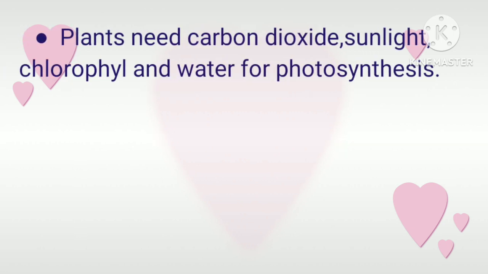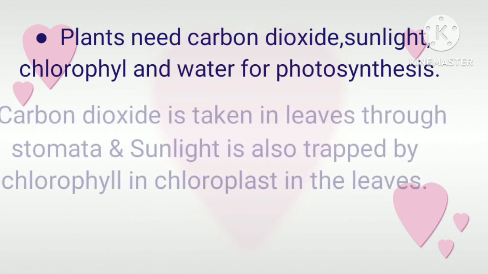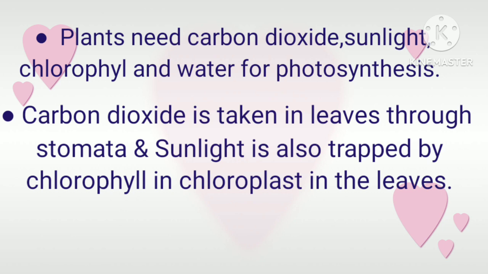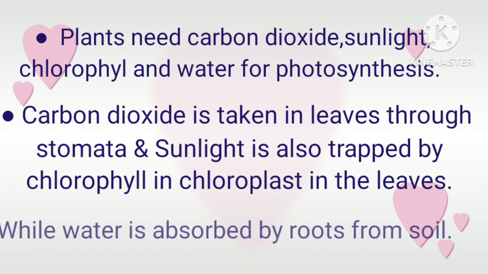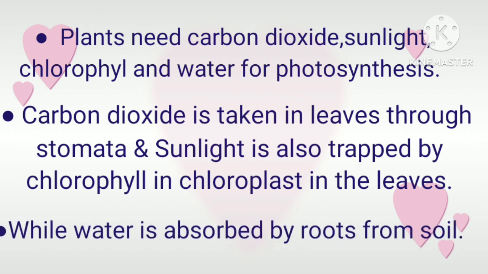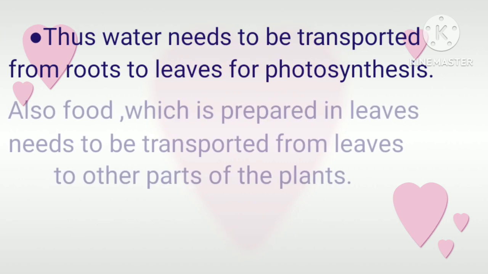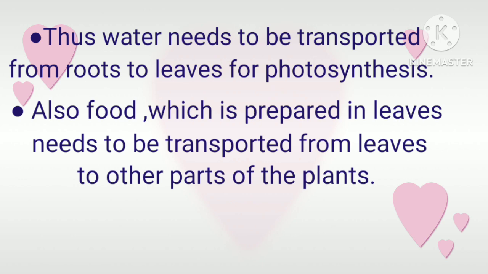We all know plants need carbon dioxide, sunlight, chlorophyll and water for photosynthesis. Carbon dioxide is taken in leaves through stomata and sunlight is also trapped by chlorophyll in chloroplast in the leaves. The remaining one component, which is water, is absorbed by roots from soil. Since photosynthesis occurs in leaves, water needs to be transported from roots to leaves for photosynthesis.